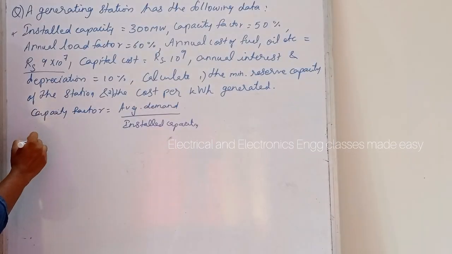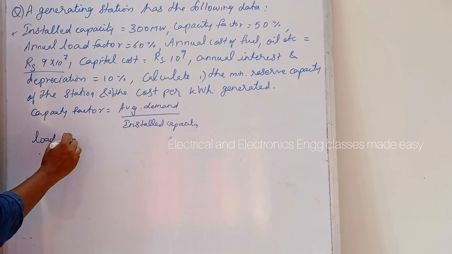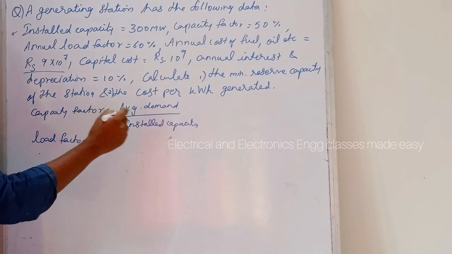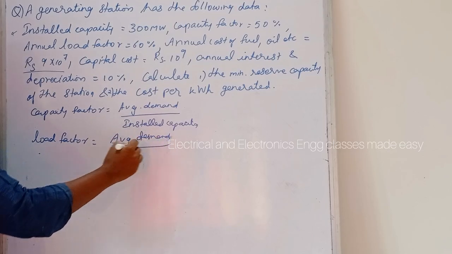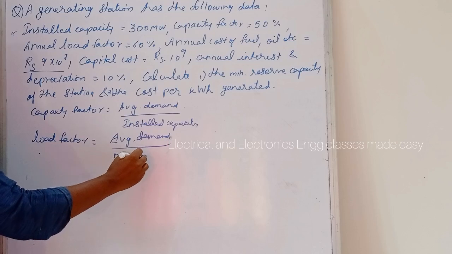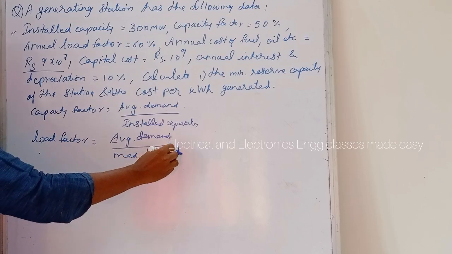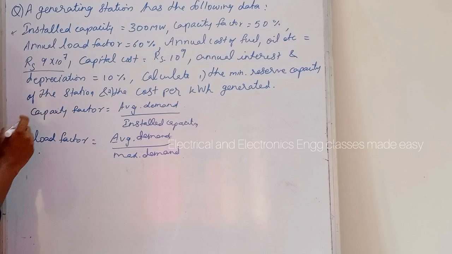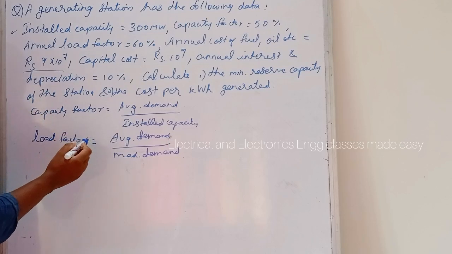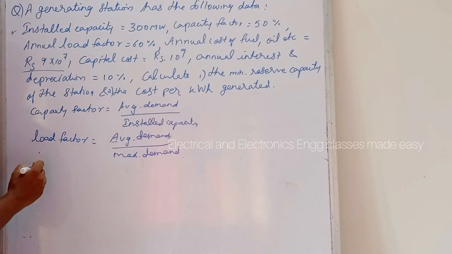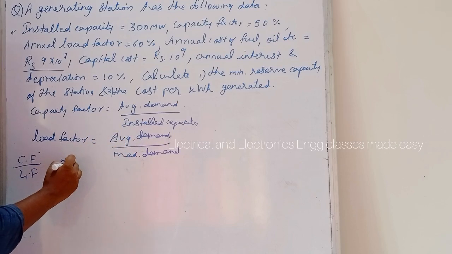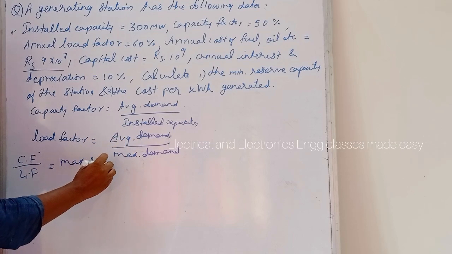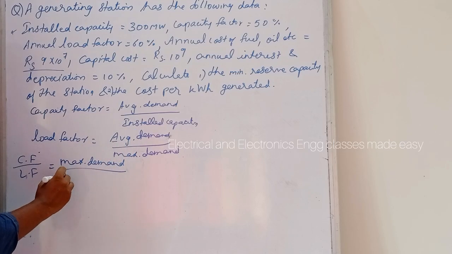And also the load factor. Load factor is equal to average demand divided by maximum demand. So here we can divide this capacity factor with the load factor, then we will get maximum demand divided by the installed capacity.